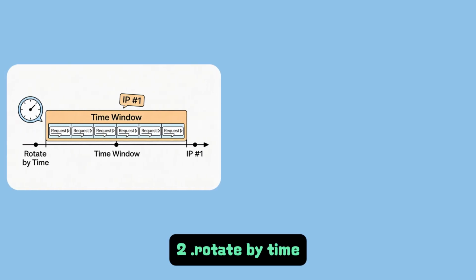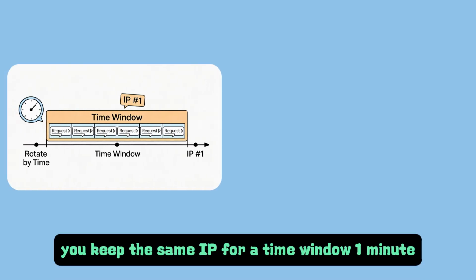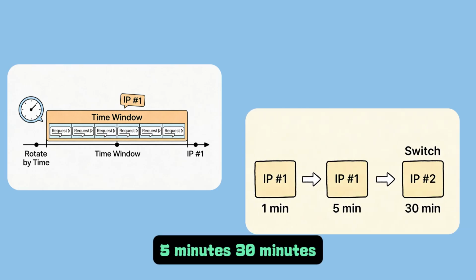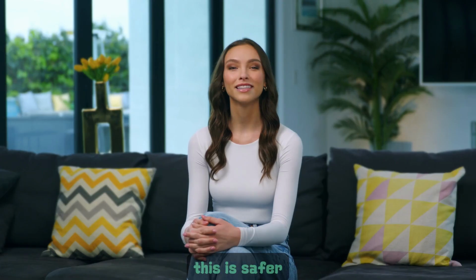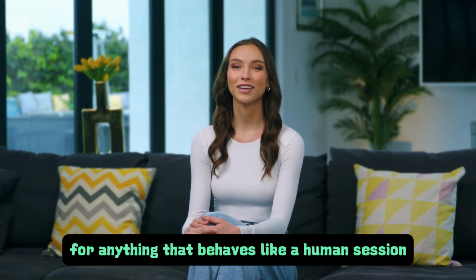Two, rotate by time. You keep the same IP for a time window: 1 minute, 5 minutes, 30 minutes, then it switches. This is safer for anything that behaves like a human session.